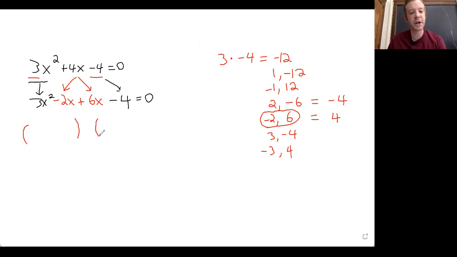None of my numbers are going to change, but I'm just going to rewrite them with parentheses. Now, 3x squared minus 2x will go in the first parentheses. The 6x minus 4 will go in the second parentheses. Once again, we still have the equals 0 here.